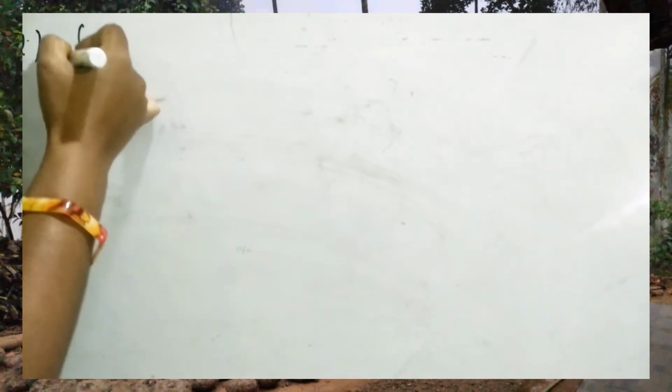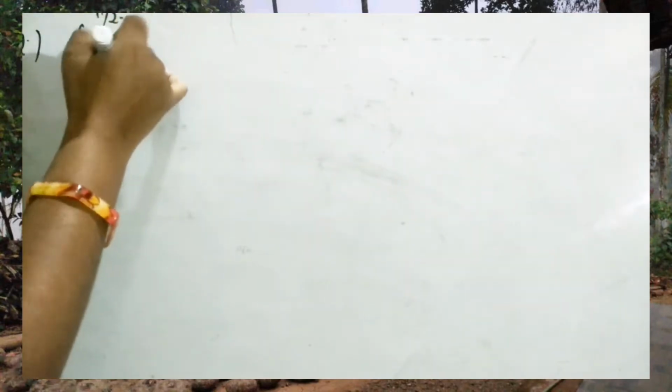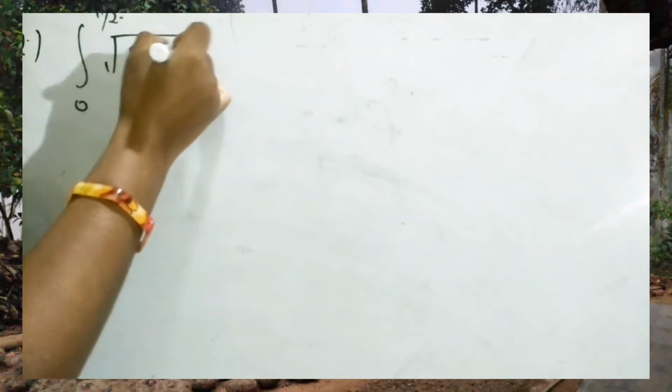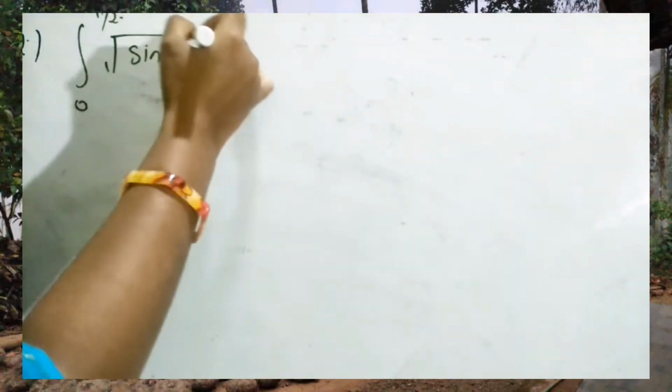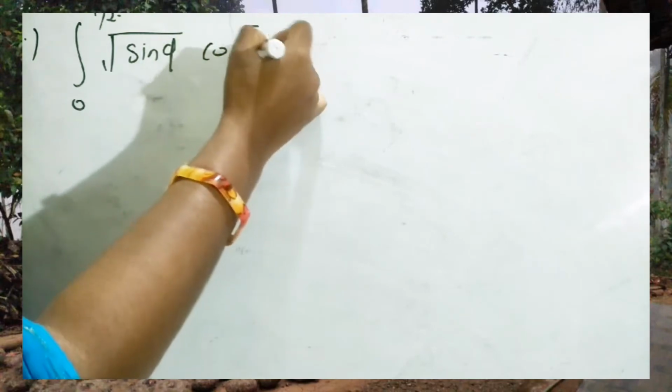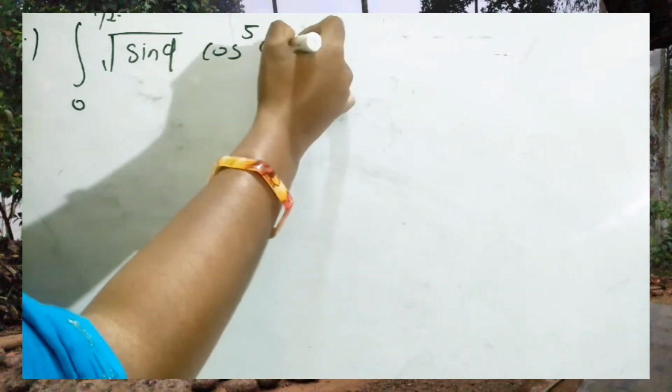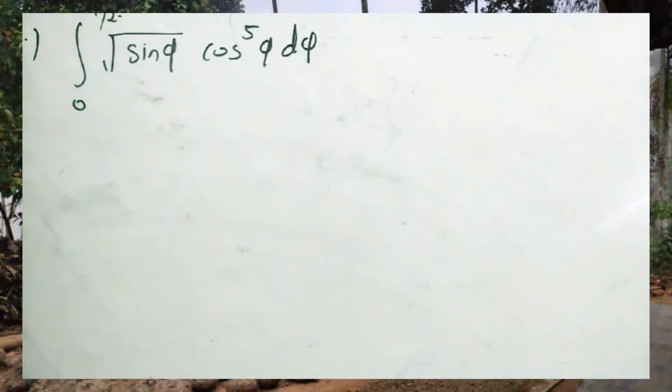Second question. Integral 0 to pi by 2 square root of sine phi cos raised to 5 phi d phi. Okay, instead of that x, here we have phi.